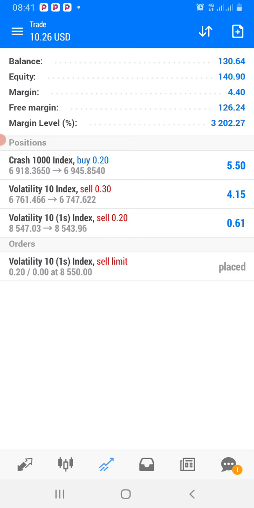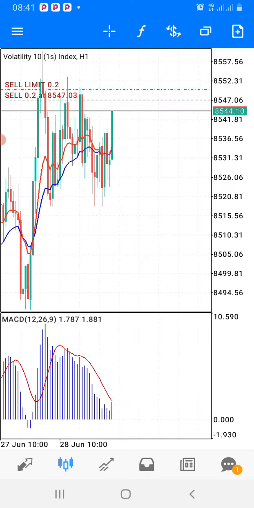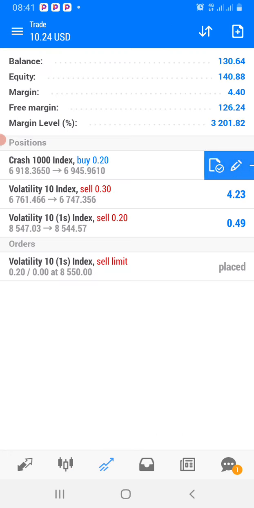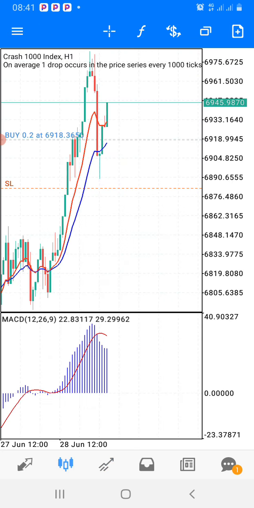Just take it on your demo account and do some practice with the strategy, and then when you find a better way or a better approach with the strategy, then you put it on your real account and make some good cash for yourself. Okay, let's check out this trade I'm holding on Crash 1000. Let me just show you what price action is in very simple terms.